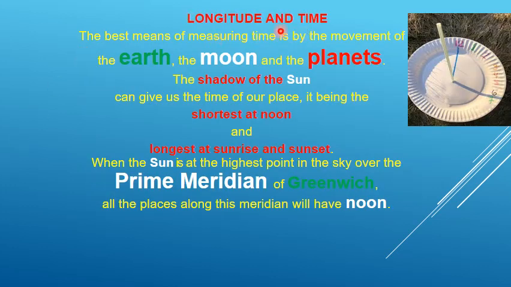Longitude and time. The best means of measuring time is by the movement of the earth, the moon and the planets. The shadow of the sun can give us the time of our place, it being the shortest at noon and longest at sunrise and sunset. Sundial, as we used to call it, I'm sure all of us since our childhood have seen this. When the sun is at the highest point in the sky over the prime meridian of Greenwich, all the places along this meridian will have noon.